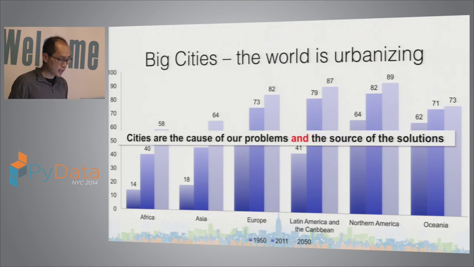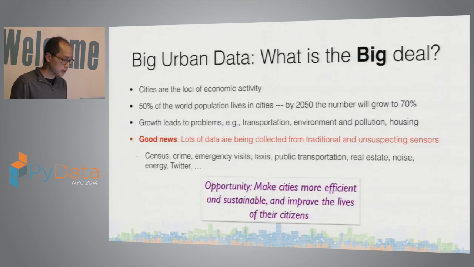At CUSP, we always say that cities are the cause of our problems, because when cities grow, we need scalability in how to deal with transportation, housing, pollution, and so on. But that's also where we find our solutions, because only in urban areas do we have the infrastructure to collect data and instrument the cities for our research. Based on those data, we can really make cities more efficient and sustainable.